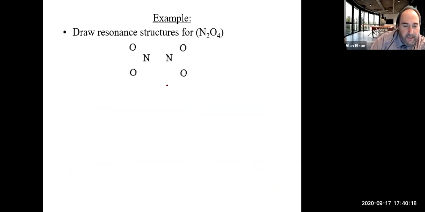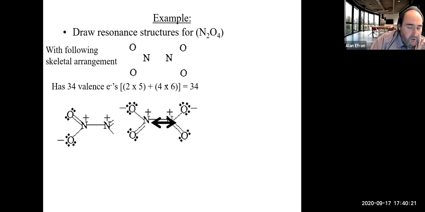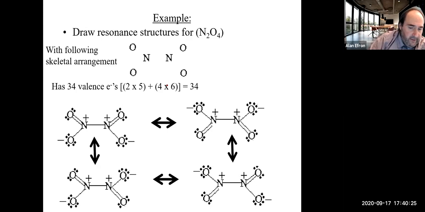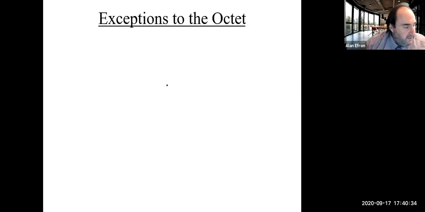And here's another set where we have multiple options of moving our double bonds around. And obviously you could get a bunch of different structures depending on what we drew. Don't worry too much about that one, I don't think. All right, any questions on resonance structures?